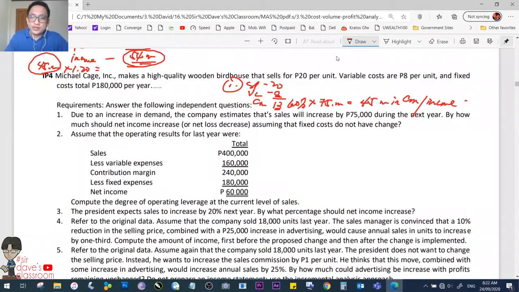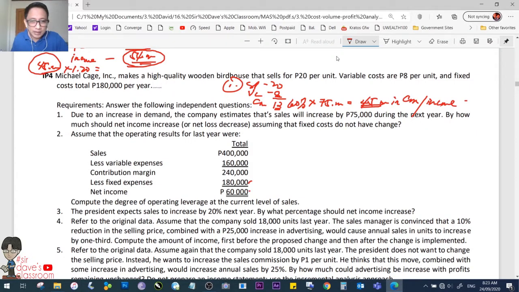The fixed cost here is no longer a consideration since we are working with the incremental data. Alright? The fixed cost will be borne by the main data. This is just additional data. Whether or not there is the increase of 75,000, the fixed cost will still be incurred. That will be carried by the previous operations. Okay? The 180,000.